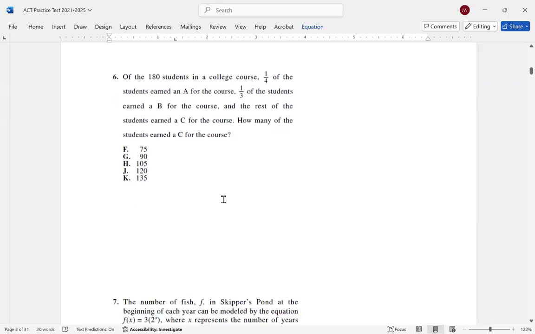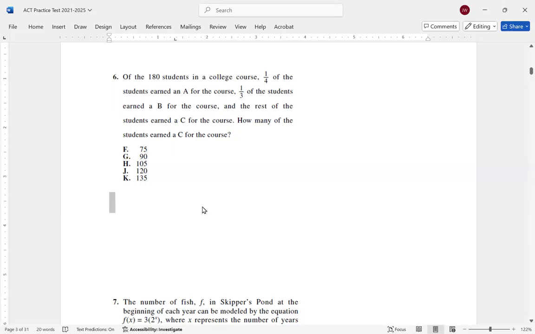Question 6. Of the 180 students in a college course, a quarter of the students earned an A, a third of the students earned a B, and the rest of the students earned a C for the course. How many students earned a C?